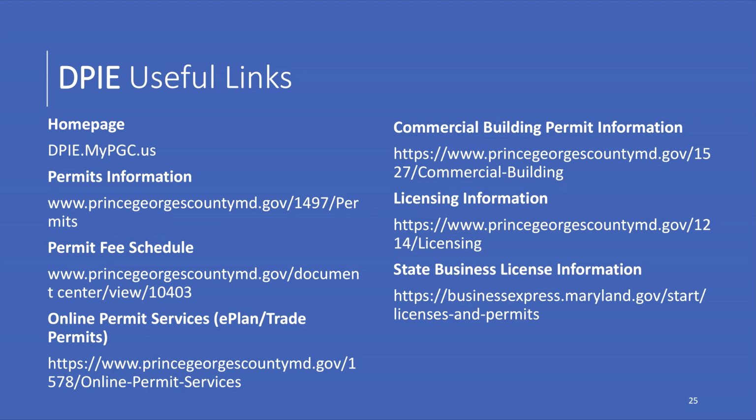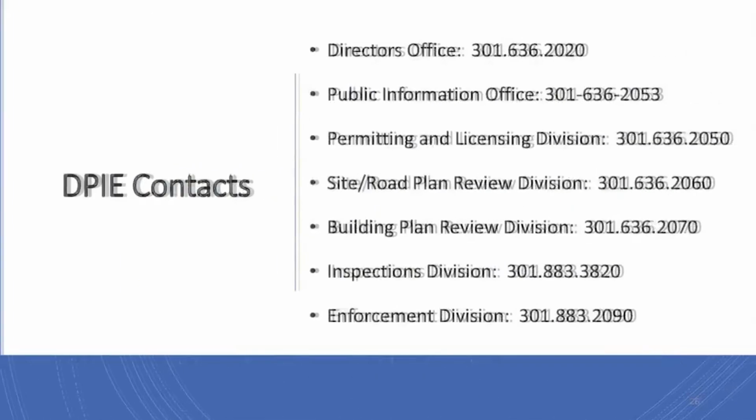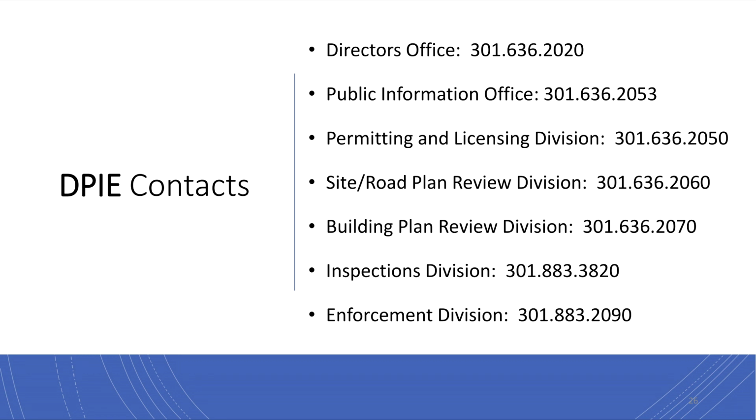Here are some useful links that would help you during your permitting and licensing process with DPIE. It includes permit information, the fee schedule, online permit services, information on commercial building permits, licensing, as well as the state business license information. Listed here are several DPIE offices and divisions that will also be useful to you at any time during your permitting, licensing, and inspections processes.